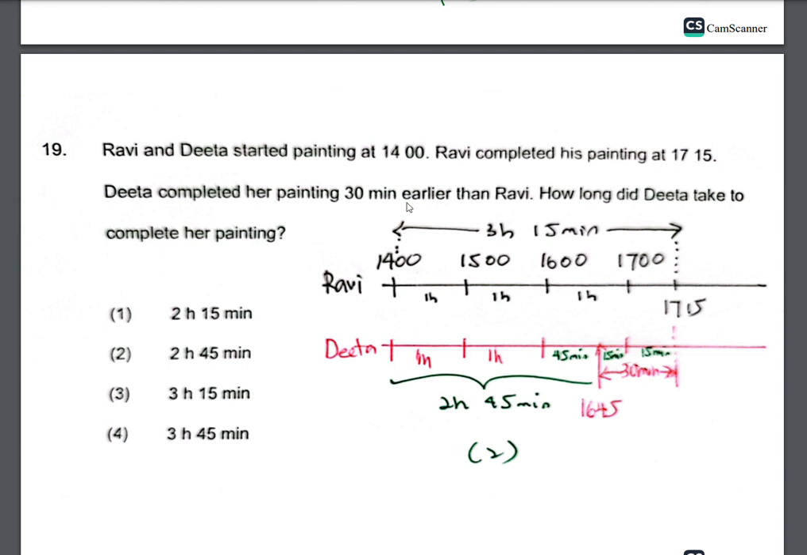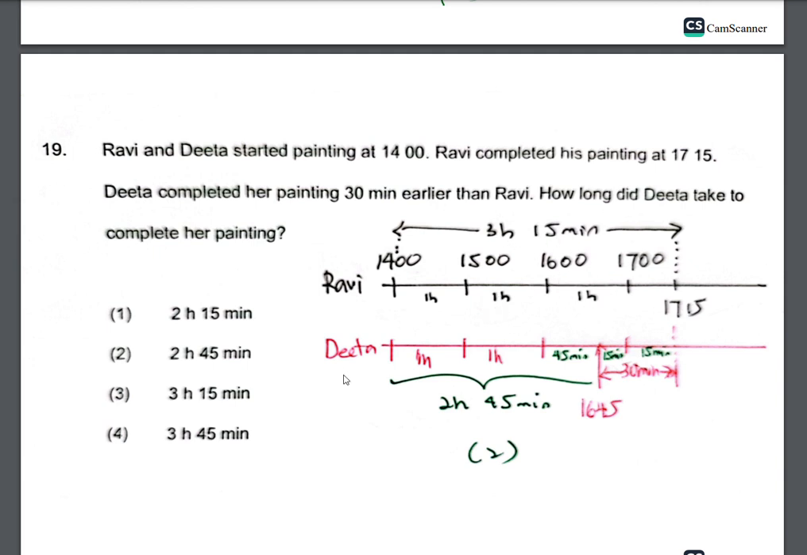He started at 1400 hours. He completed his painting at 1500 hours. So what I mean, 14 to 15 is 1 hour. 15 to 1600 is 1 hour. 1600 to 1700 is 1 hour. 1700 to 1715 here is 15 minutes. So Ravi spent 1 hour, 2 hours, 3 hours, and 15 minutes.